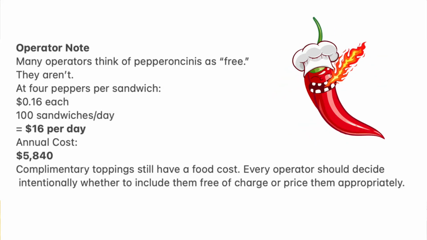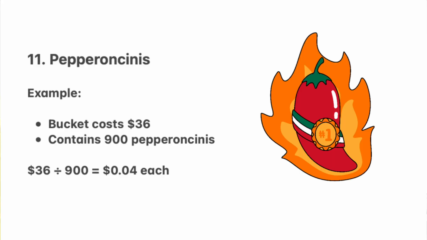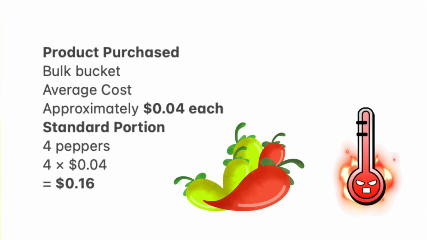All right, pepperoncinis. This is one that costs money, a little extra money, and that's why some delis standardize it and sell it along with their sandwich as a free topping, and some people charge extra. That's up to you what you want to do. Usually a bucket costs about $36, and you're gonna get about 900 pepperoncinis, sport peppers, banana peppers, whatever you want to call them, in each of these containers. So you take that $36 divided by 900, you get 4 cents each. Again, you want to standardize the portion, right? Depending on the size, we're gonna go with 4 pepperoncinis at 4 cents each, 16 cents added to that recipe card.